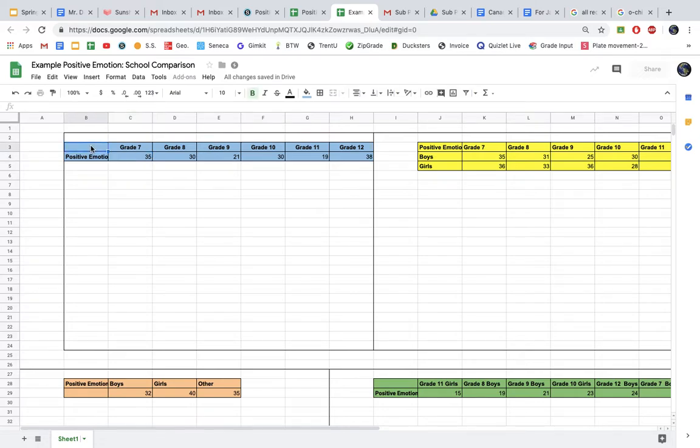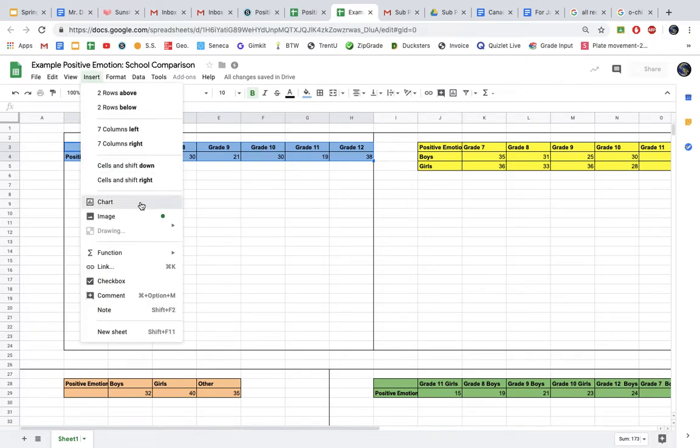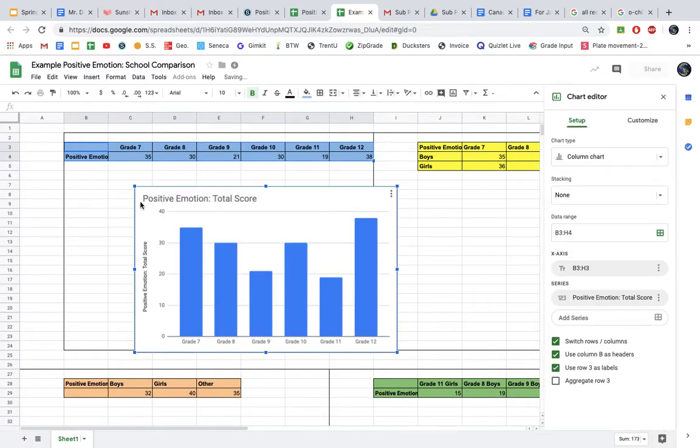Now what I do is I highlight the whole blue part there, and I go to Insert, and I choose Chart. Now it's going to provide a chart for me, and yeah, this one does convey the information that we want to see, but I think when we're comparing over time, as in grade 7, 8, 9, 10, these are different years over time that students go through, and the level of positive emotion, a better graph for this, or a better chart would be a line chart.